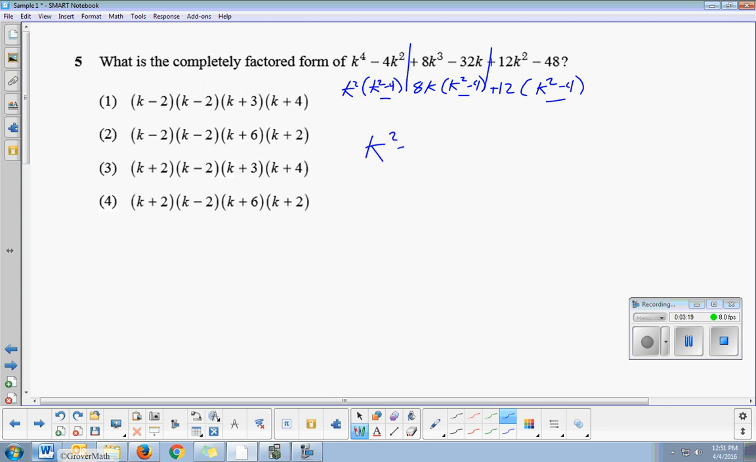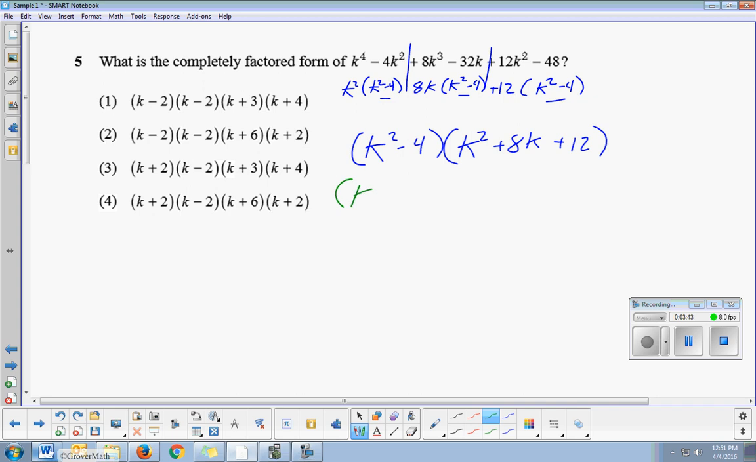So that is one of my factors, because what I basically do now is take k squared minus 4 away from everything. When I take k squared minus 4 from the first group, I'm left with k squared. From the second, I'm left with 8k, and from the third, I'm left with 12. And now we're down to normal factoring that you're used to.